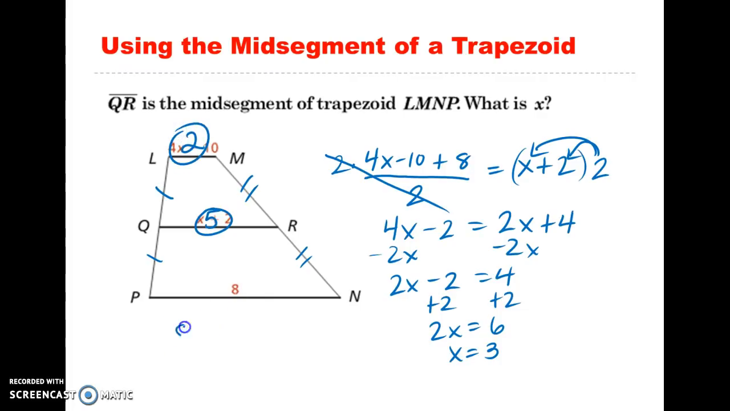So is 8 plus 10 double what your midsegment is? So that equals 20. If my midsegment is 5, then it is half the measure of your bases added together.